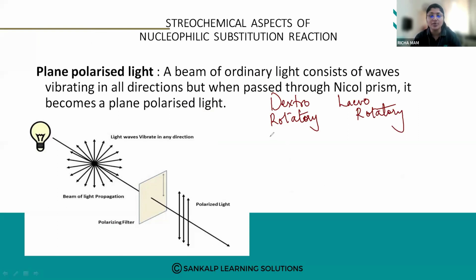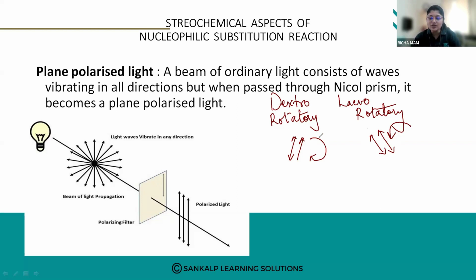As we have discussed, what is optical activity? Some organic compounds have the ability to rotate the plane polarized light towards the right side, that is in the clockwise manner. How does clockwise move? Like this, right? And if some compounds have the ability to rotate it to the left side, that is anti-clockwise, then such compounds are called optically active.